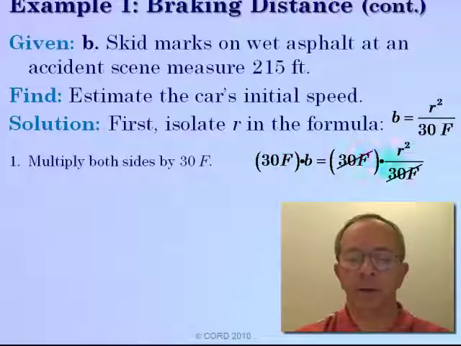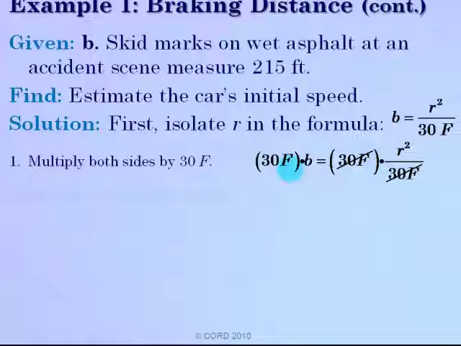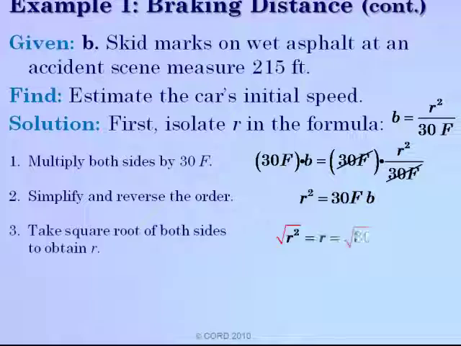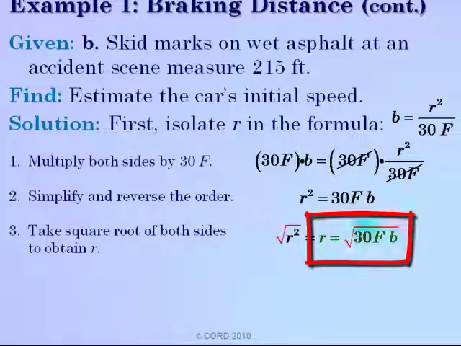And the 30F on this side will cancel. On the other side we'll be left with R squared is equal to 30F times B. Take the square root of both sides so that we can get R by itself. The square root of R squared is equal to R, and the square root of 30FB is on the right hand side. So there's our answer to the formula for R.